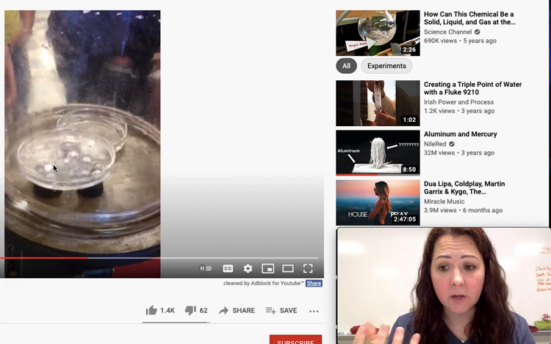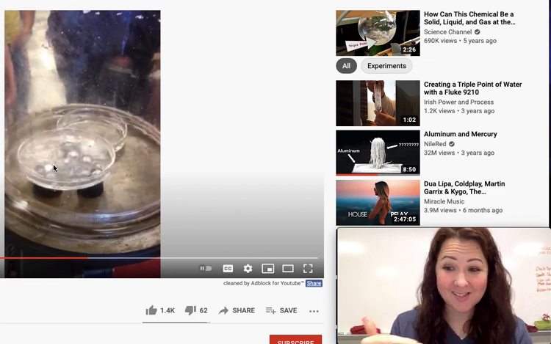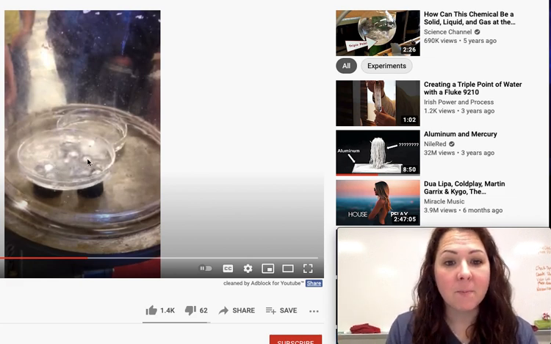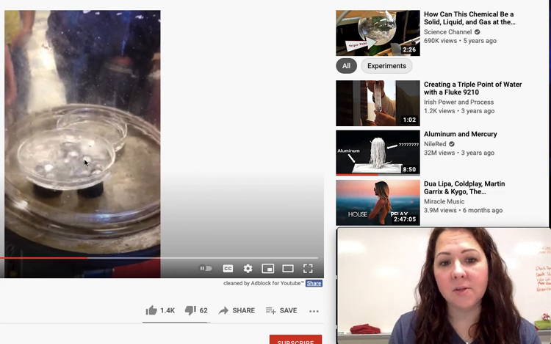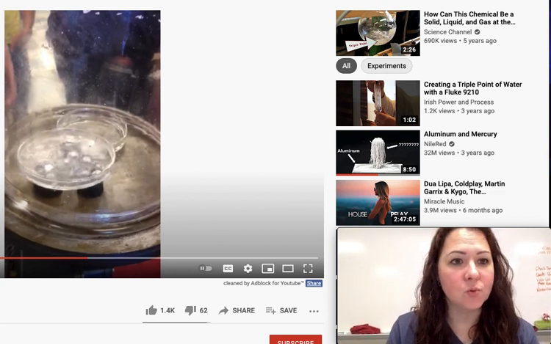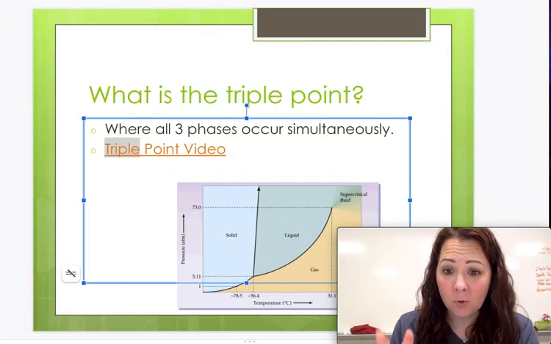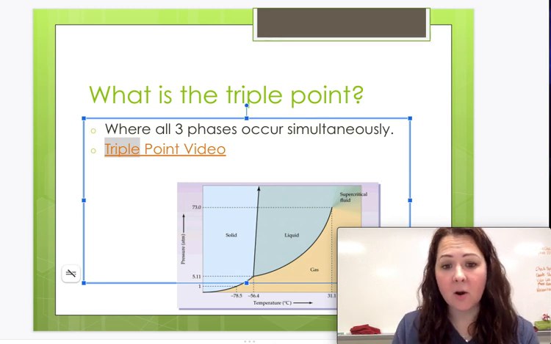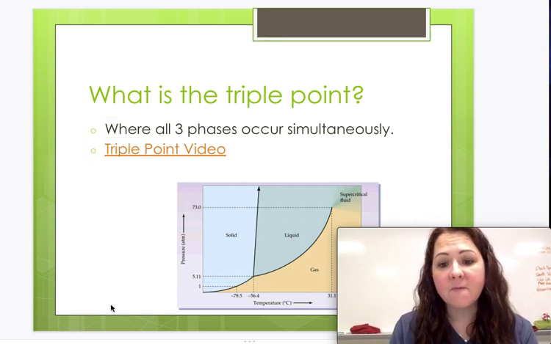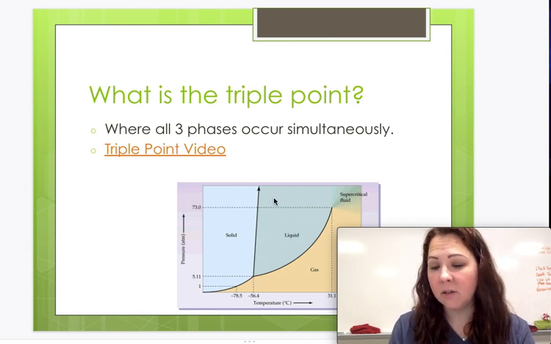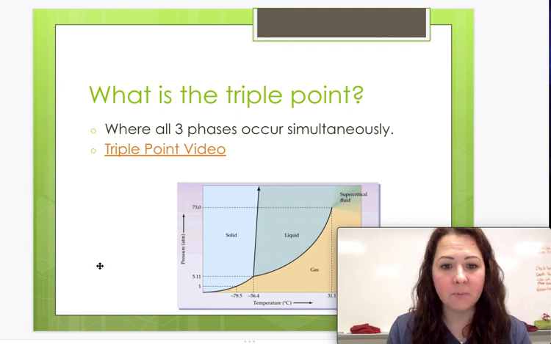So she's boiling water and freezing water at the same temperature. The bubbles mean that it's a gas, and then you also obviously have the liquid there as well. So at the triple point, you have all three states of matter happening at the same time. To find the triple point, it is where all three states of matter intersect. So it's at that point on the Y. All of these graphs will always have a Y shape like that.